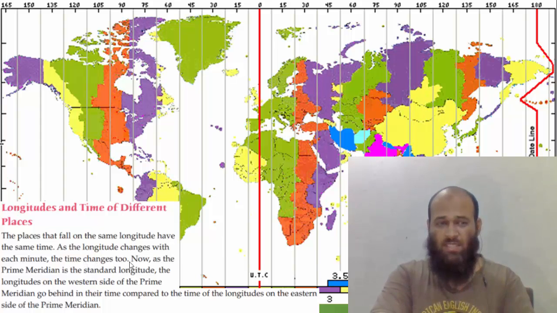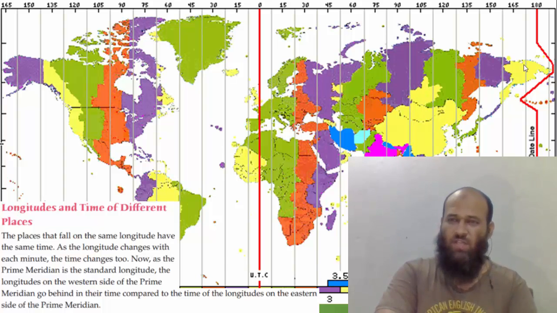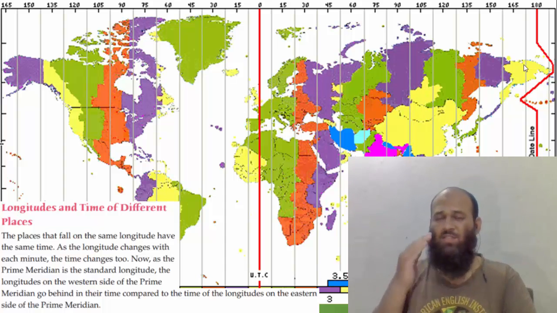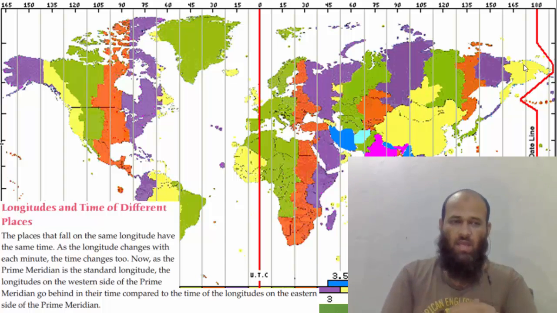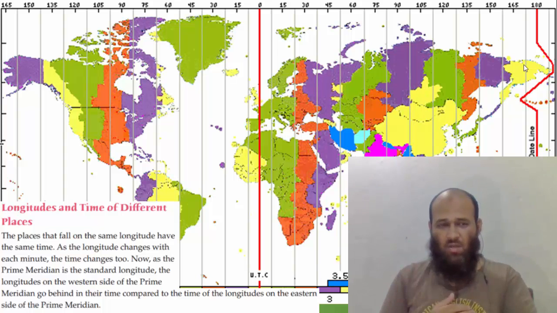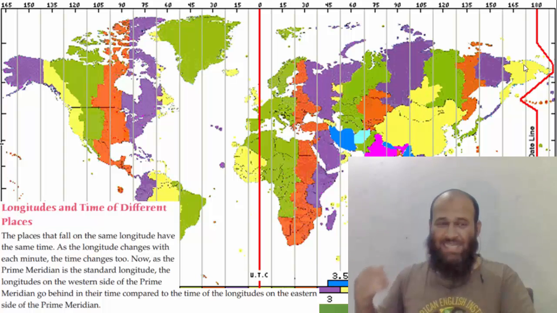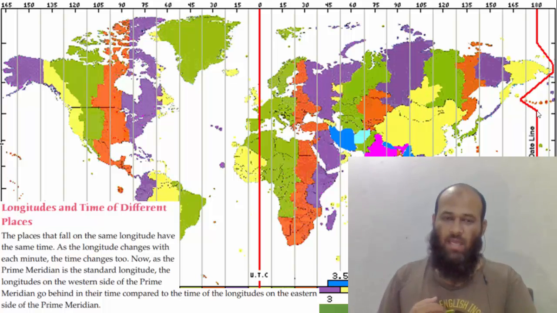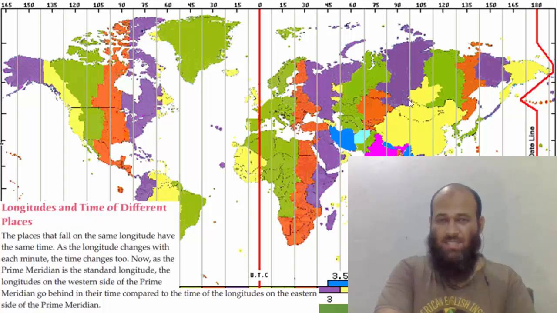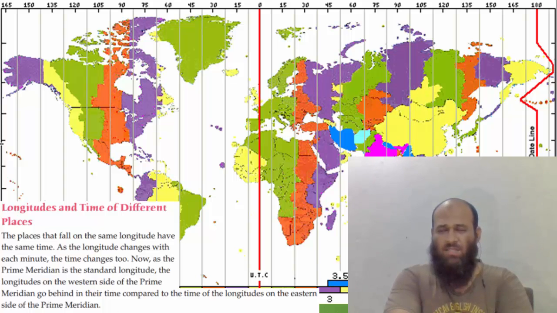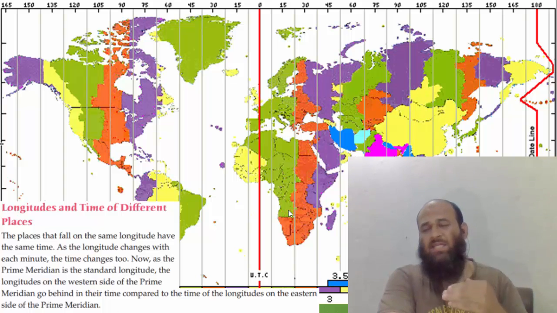As the longitude changes with each minute, the time changes too. As you keep on shifting from east to west, there is a change in time. Now, the prime meridian is the standard longitude, and the longitudes on the western side of the prime meridian go behind in their time. And when you go on the eastern side, they go ahead in time.